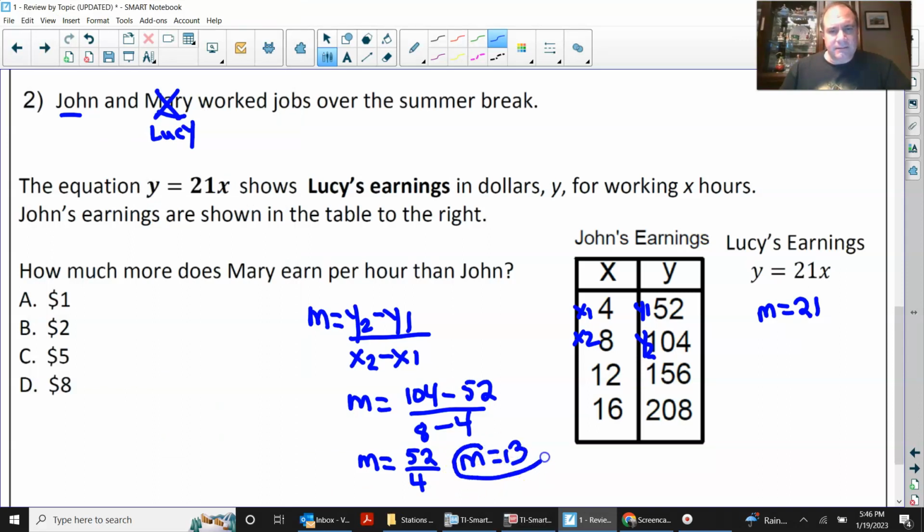So that is John's earnings, and Lucy, 21. So how much more does Lucy earn than John?